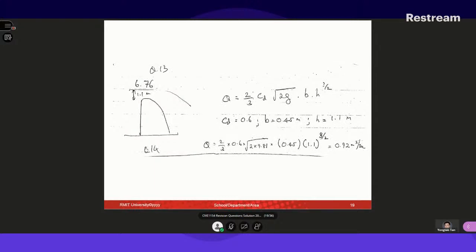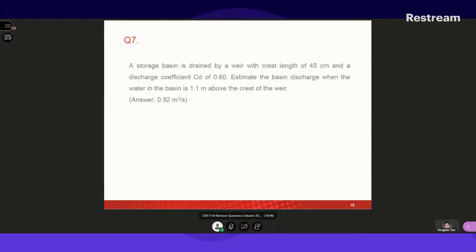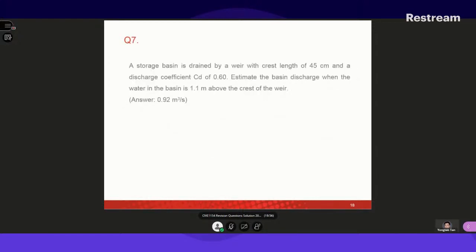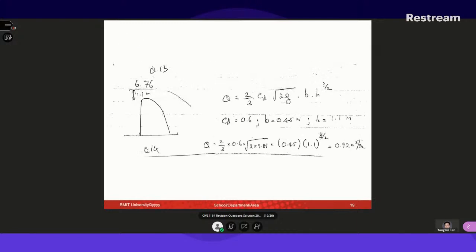The discharge coefficient CD is given, and B and H are also given. Basically, the crest length is 45 cm, and H is 1.1, the water above the weir. So we can easily find the basin discharge above the crest of the weir, 0.92.